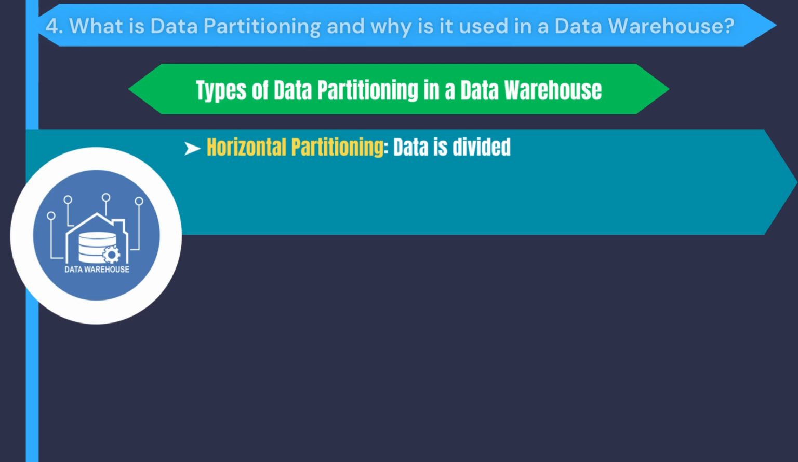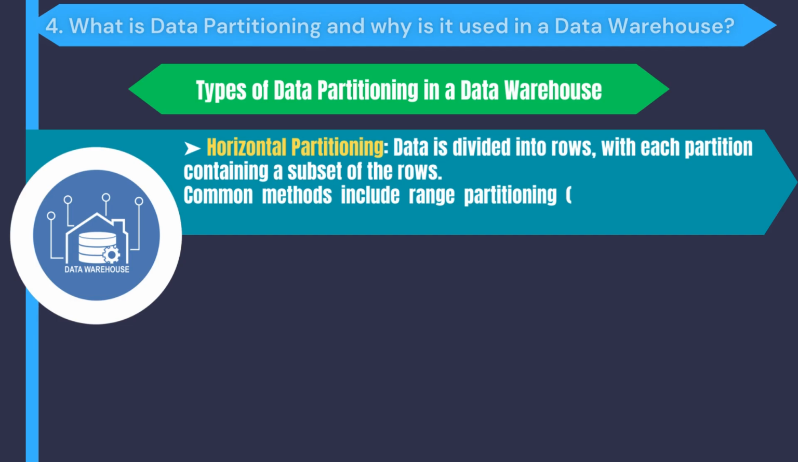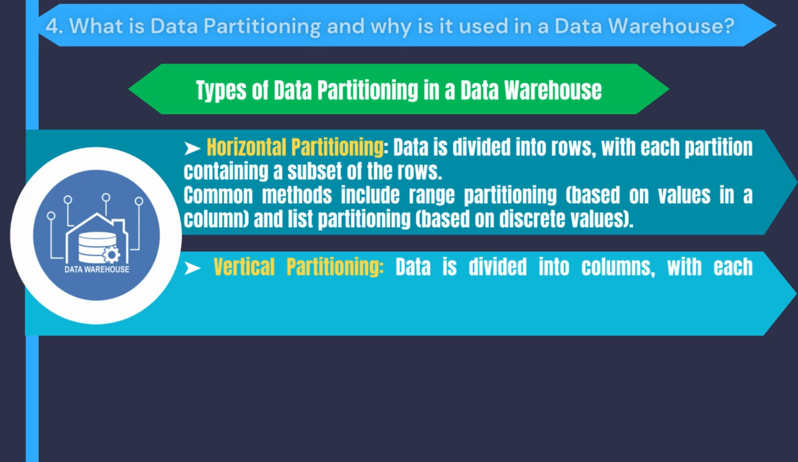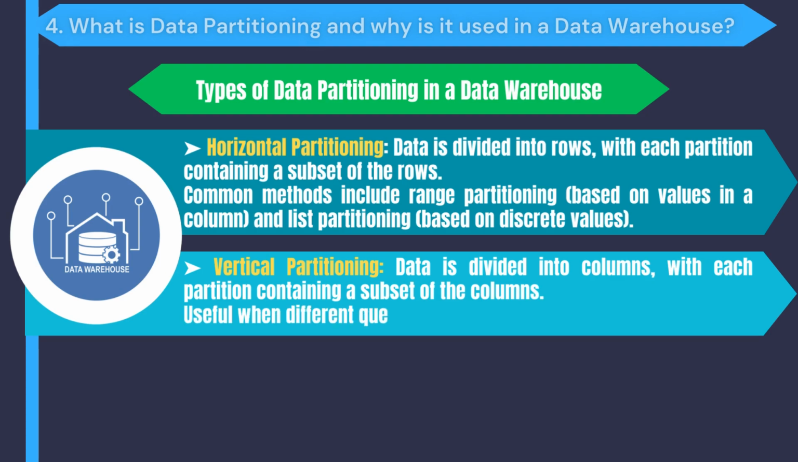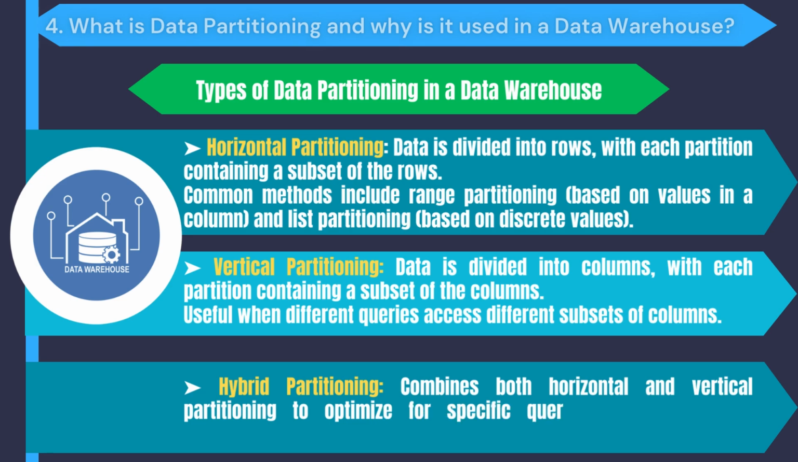A. Horizontal partitioning. Data is divided into rows, with each partition containing a subset of the rows. Common methods include range partitioning, based on values in a column, and list partitioning, based on discrete values. B. Vertical partitioning. Data is divided into columns, with each partition containing a subset of the columns. Useful when different queries access different subsets of columns. C. Hybrid partitioning. Combines both horizontal and vertical partitioning to optimize for specific query patterns and data distribution needs.